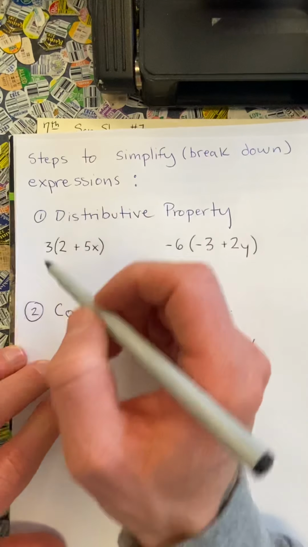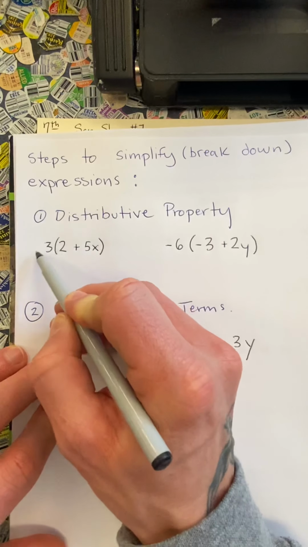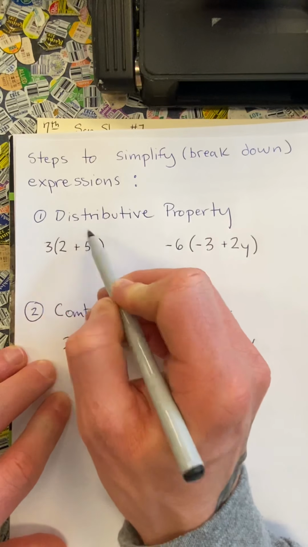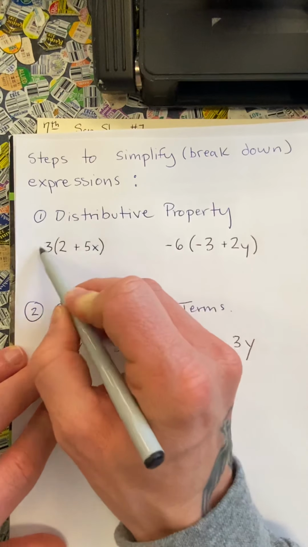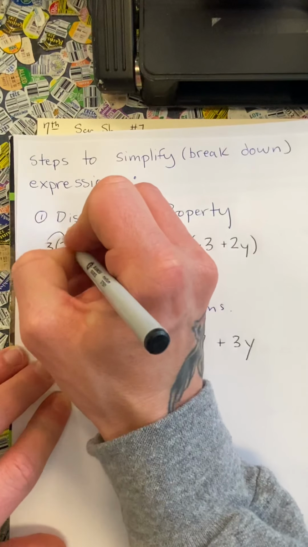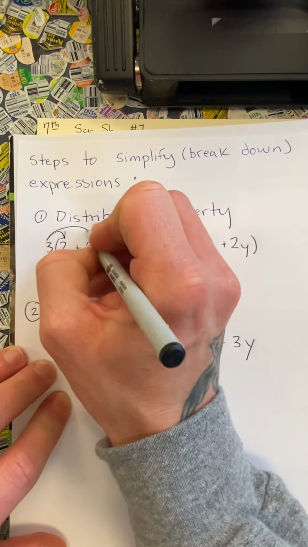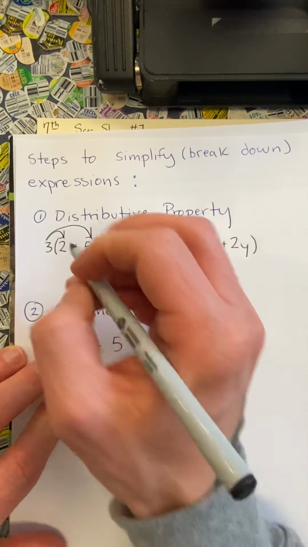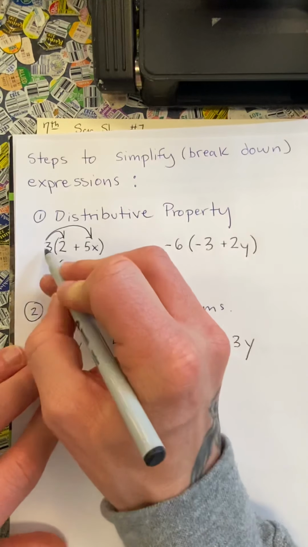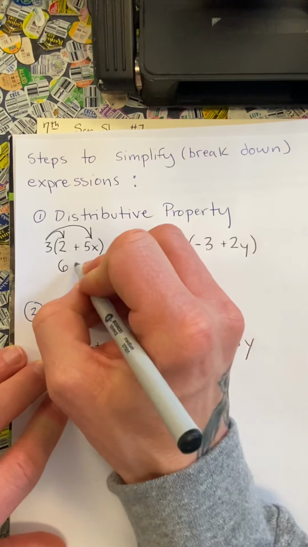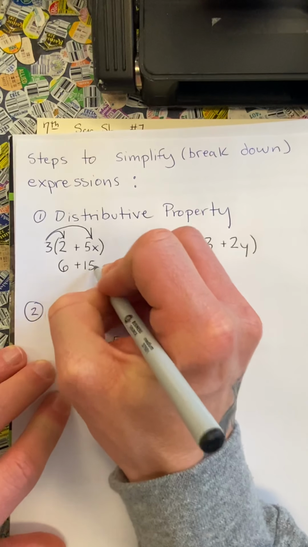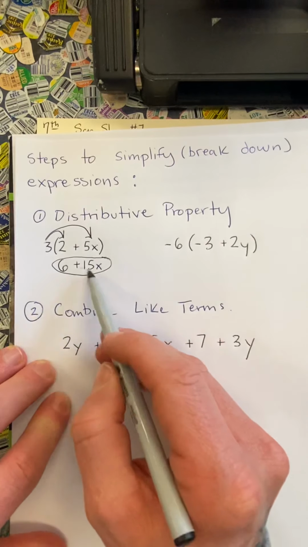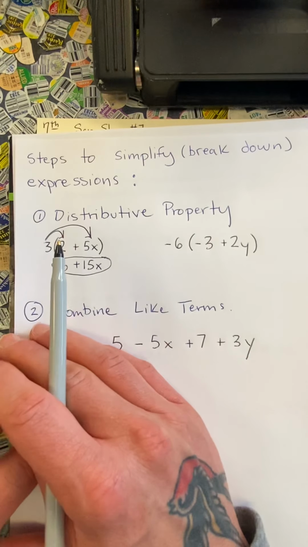The distributive property is when we take the term that is outside of the parentheses and multiply it by everything that's on the inside. So in this first example, we would do 3 times 2 and 3 times positive 5x. 3 times 2 gives us 6. 3 times 5x gives us positive 15x. Simplified all the way, because these are not like terms. There's nothing more we can do.